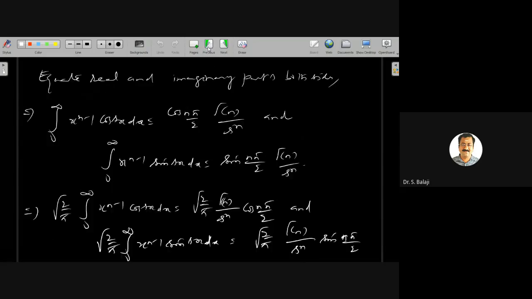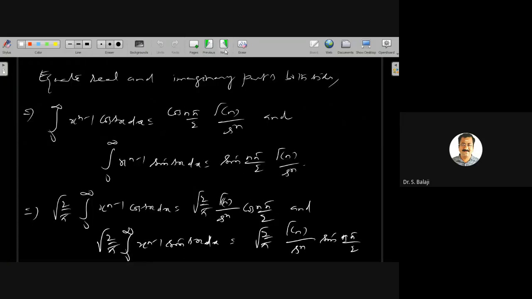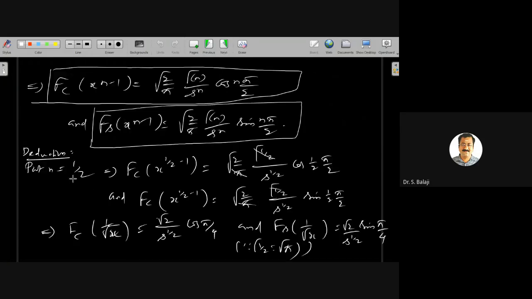You see the deduction here. What is the deduction they are asking? 1/root x is self-reciprocal under Fourier sine and cosine. 1/root x means x^(-1/2), so it is the Fourier sine and cosine of x^(n-1) with n-1 equal to minus 1/2. Therefore, for that you put n equal to 1/2, which gives x^(-1/2). For the deduction, put n equal to 1/2 in the above result.